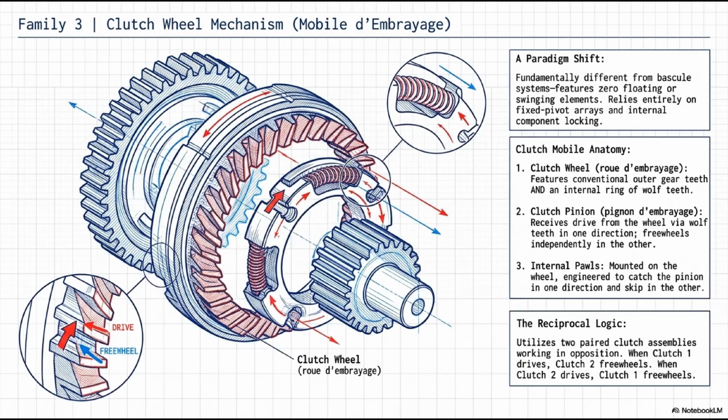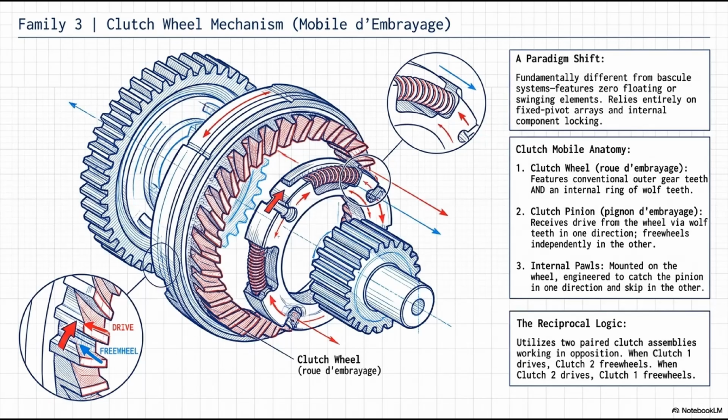Part 1 is the clutch wheel. The outer perimeter features conventional gear teeth to interface with the train, but the inner perimeter features a ring of aggressively angled wolf teeth. Part 2 is the clutch pinion in the center. It receives drive from the outer wheel via those wolf teeth in one direction, but it freewheels independently in the other. Part 3 are the internal pawls. These tiny, spring-loaded claws are mounted inside the wheel, engineered to catch the pinion in one direction and skip in the other.